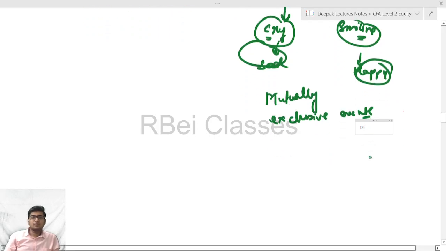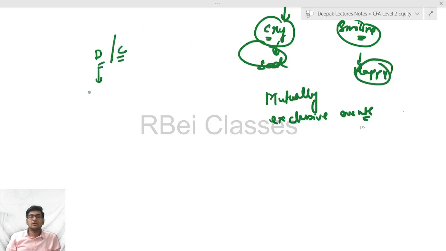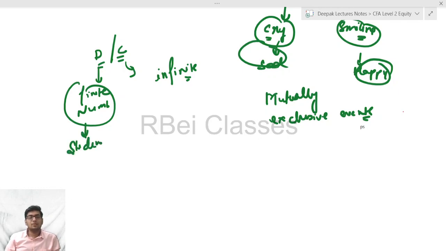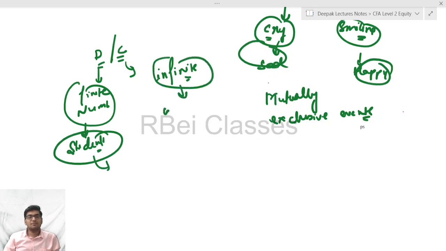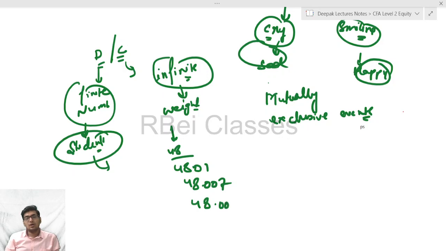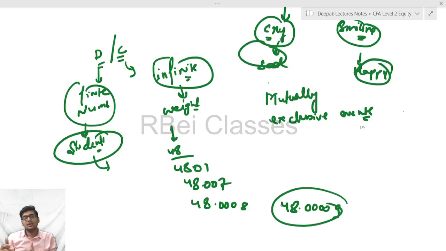Then we have two types of probability function. One is the discrete and another one is the continuous. Discrete means where the outcomes are finite in number, and continuous where they are infinite. Like if I ask how many students are there in the class, you can count them, 1, 2, 3, 4, 5, 6. But if I am collecting samples, like the weight of the student, it can be 48, it can be 48.01, 48.007, it depends upon how much precision you are taking. So we call this continuous, and the other one is known as finite, or discrete.